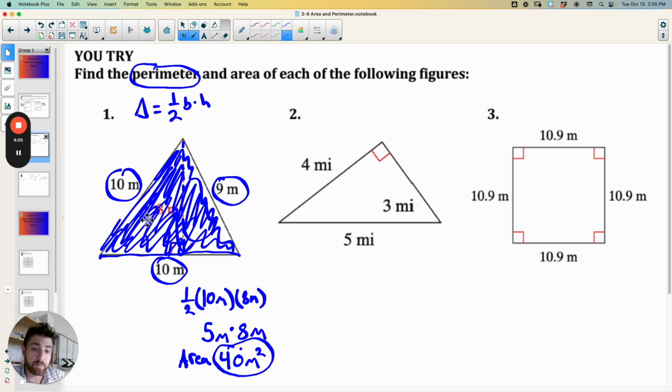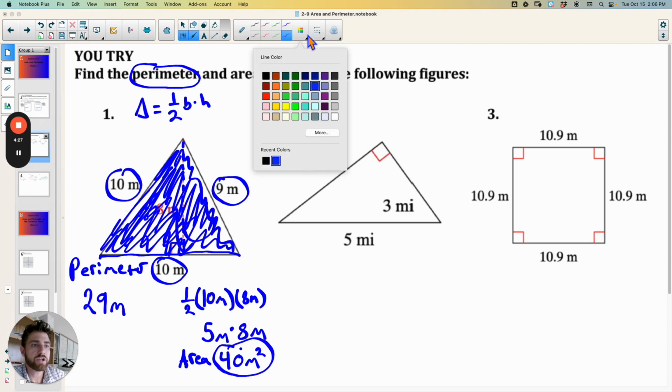Perimeter is not going to be square units. It will be just units. Okay, in this case it will be meters. So 10 plus 10 plus 9 is going to give us 29 meters. So the perimeter is 29 meters. All right, let me change colors and we'll do another one.